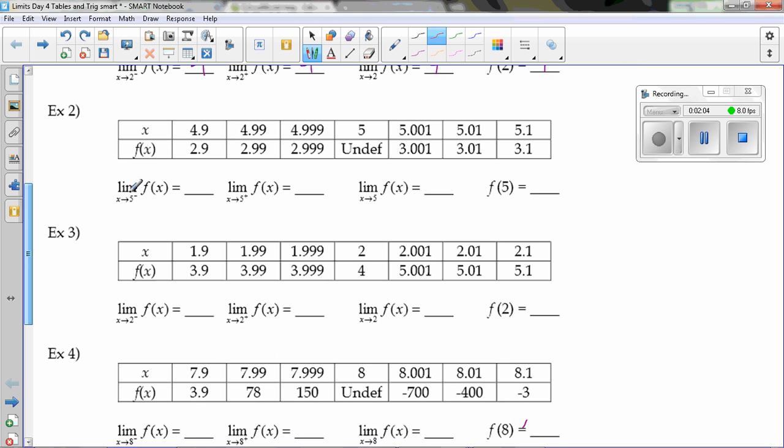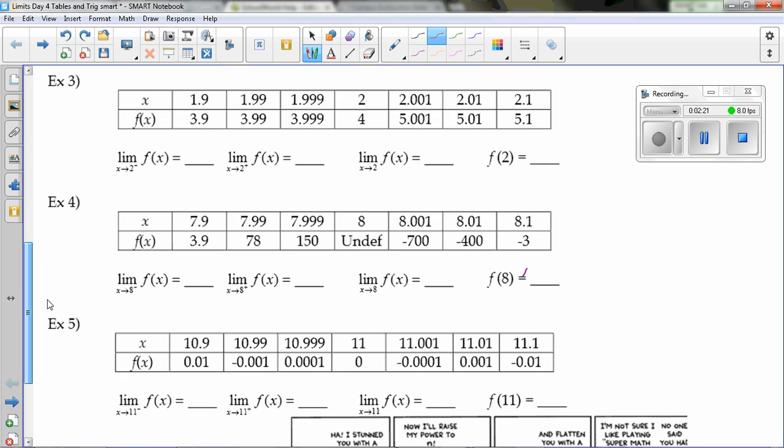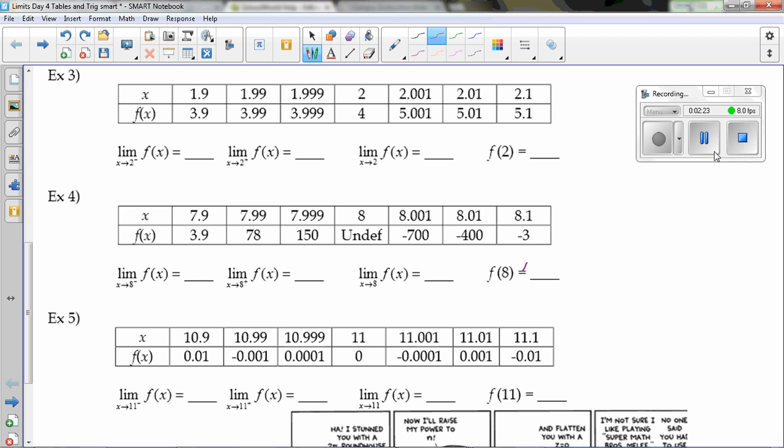We're in example 2. Same idea. Limit as x approaches negative 5 from the left. So 5 from the left, we're headed toward 3. 5 from the right, we're headed toward 3. Therefore, the limit as x approaches 5 is 3, and f of 5 is undefined. Okay? I'm betting you can do 3, 4, and 5 on your own. So hit pause on your screen, do 3, 4, and 5, come back, and they'll be magically here.